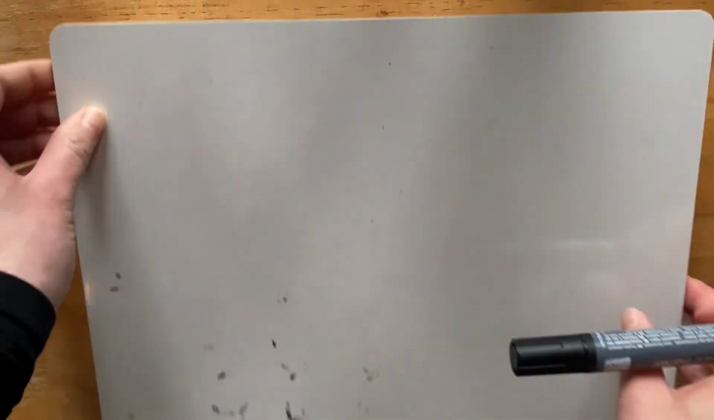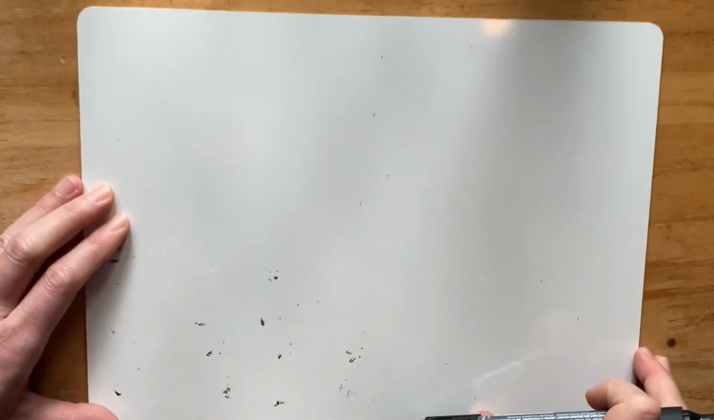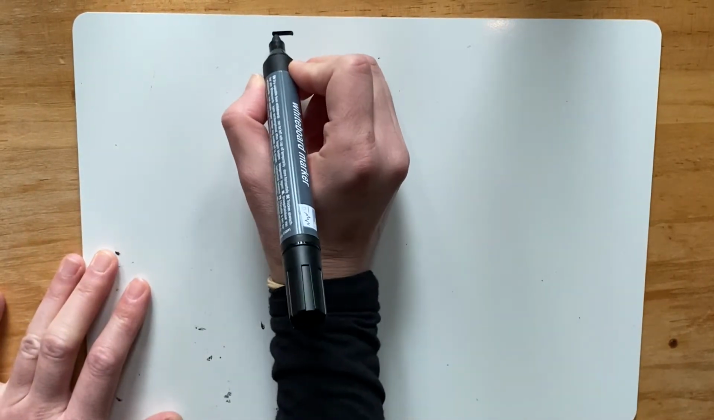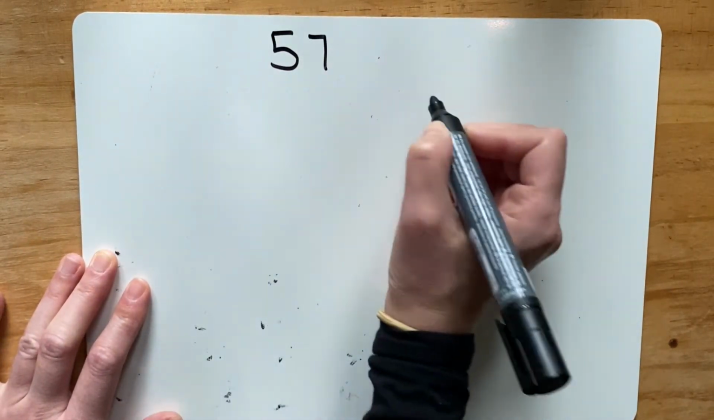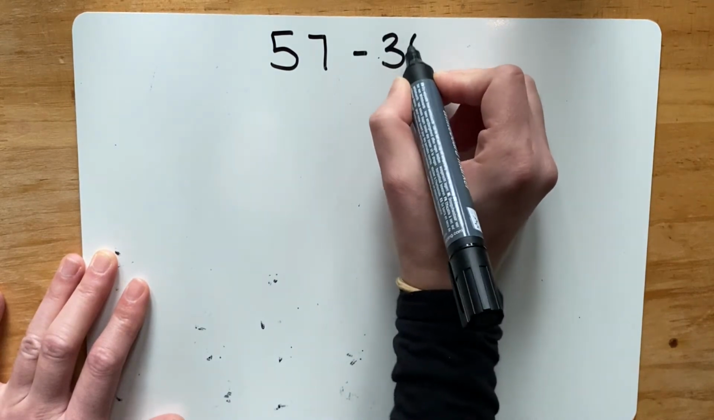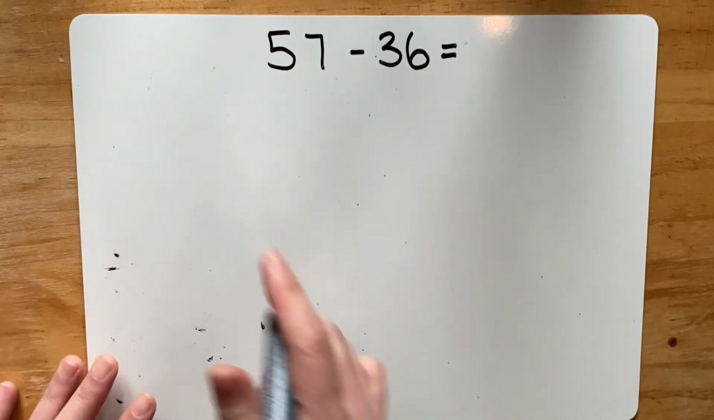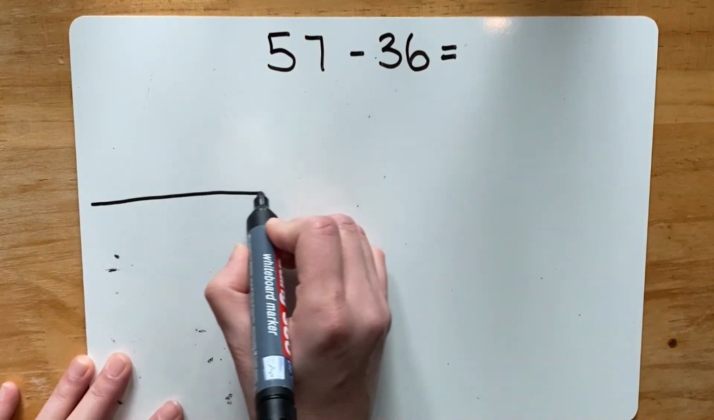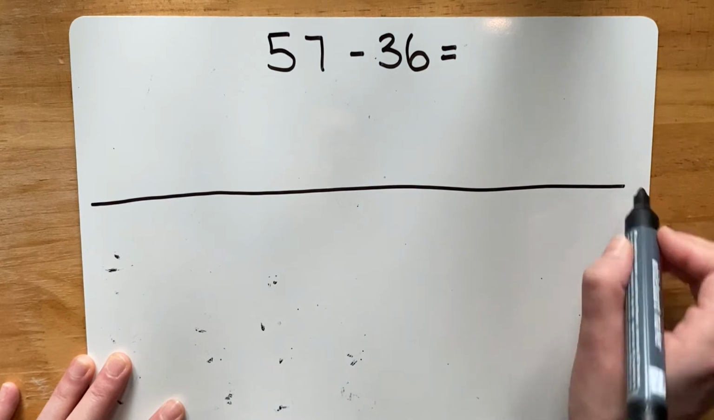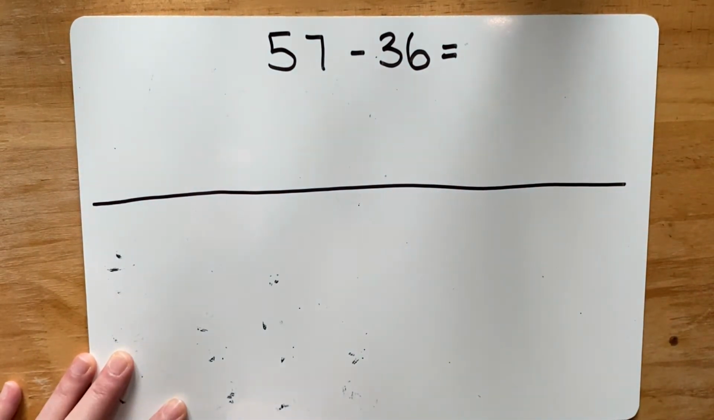Let's do another example. We were taking away 10s and 1s. So let's do 57 take away 36. Gonna draw a number line. Now we need to put 57 in the correct place. Which side is 57 going to go on?